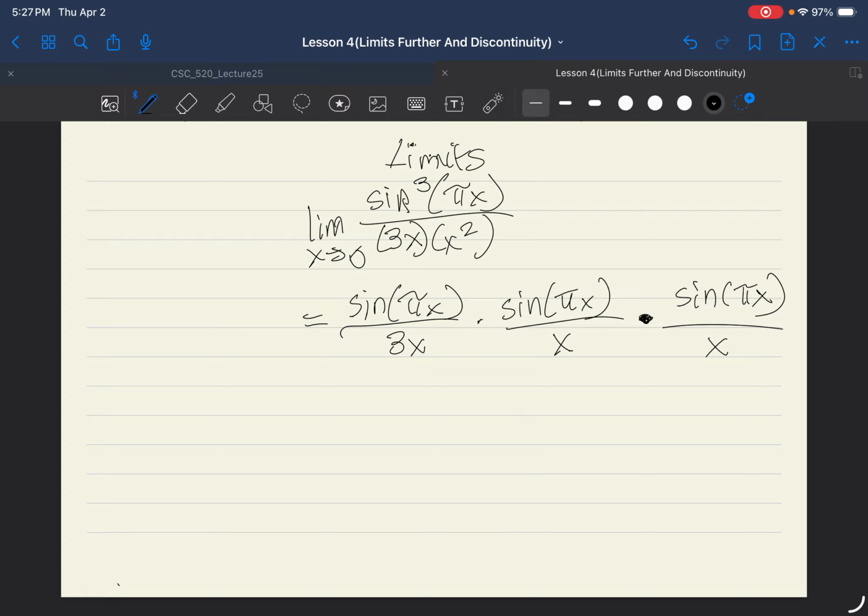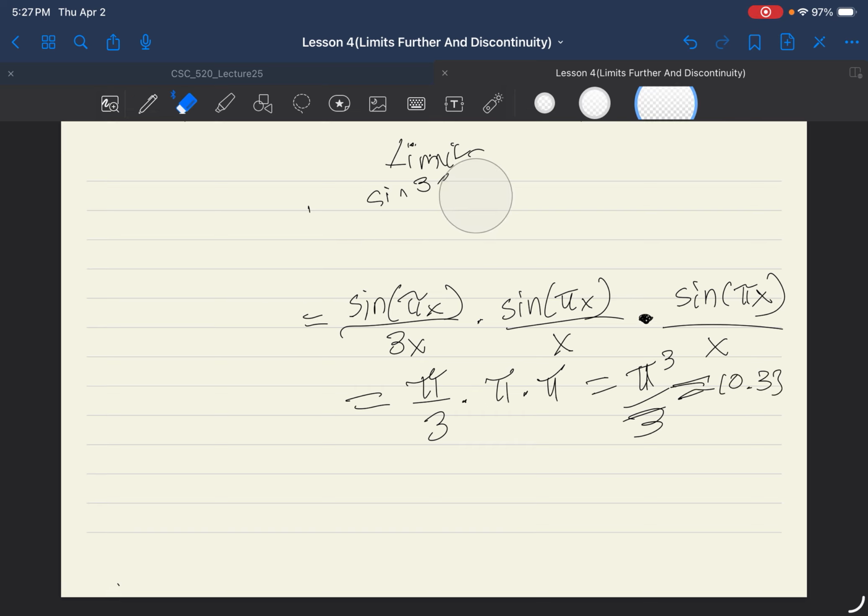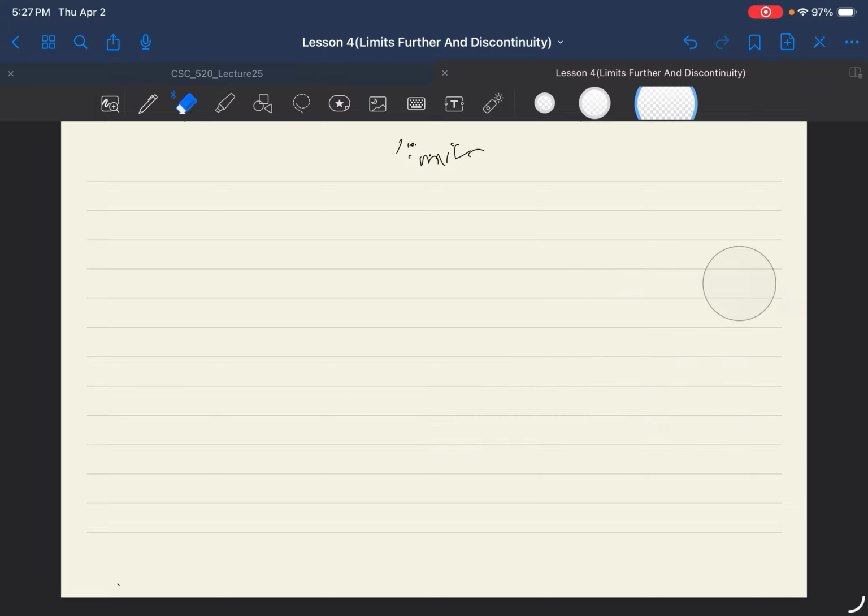Okay, so that's that. And then, so that'll be equal to pi over 3 times pi times pi, right? It's going to be pi cubed over 3. And let's see what that is. Pi cubed divided by 3 is going to be about 10.33, roughly. All right. So that's it for the basic sine limit. We'll go over probably another topic tomorrow. Actually, no, let's go over that topic now.